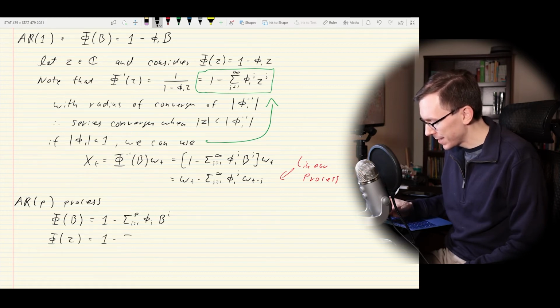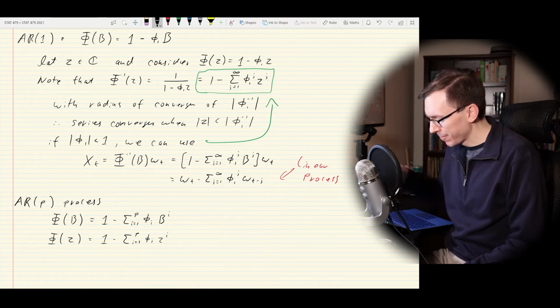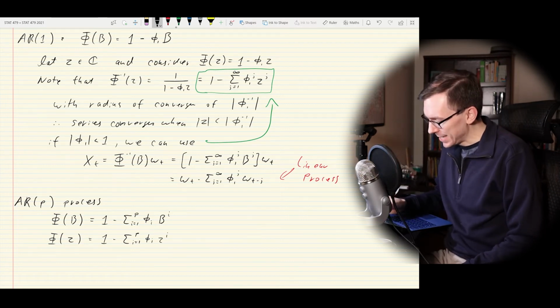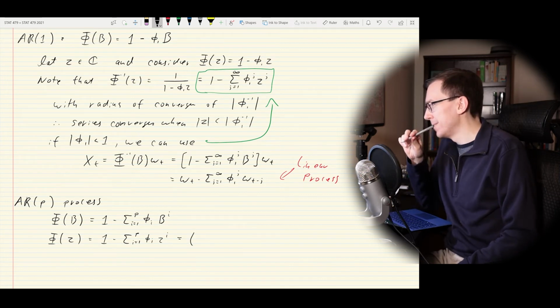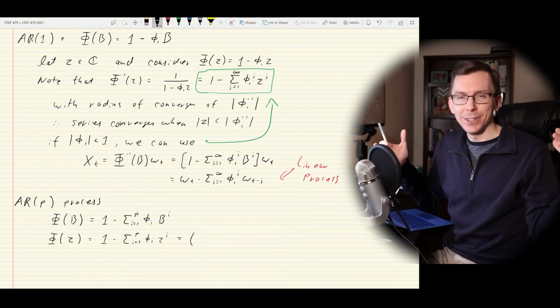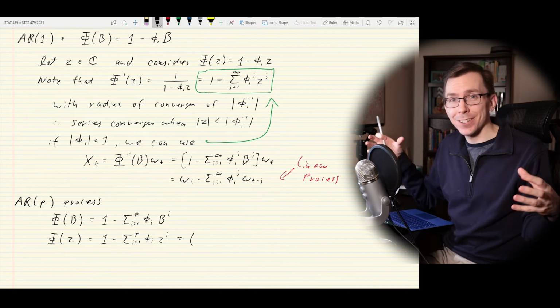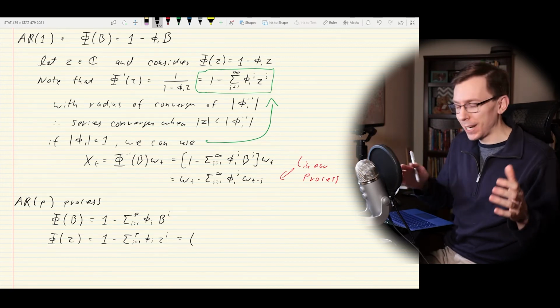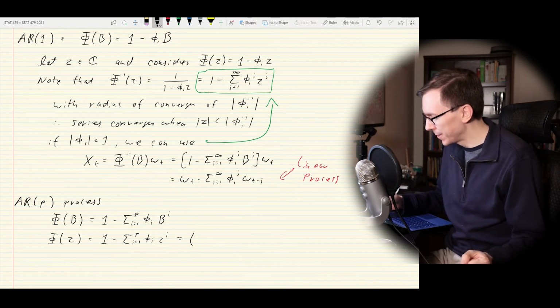I'm just going to replace B to the ith power with a z to the ith power. And because of the fundamental theorem of algebra, it says that if I have a polynomial in the complex plane, it factors, so I can write it as the product of a bunch of monomials.